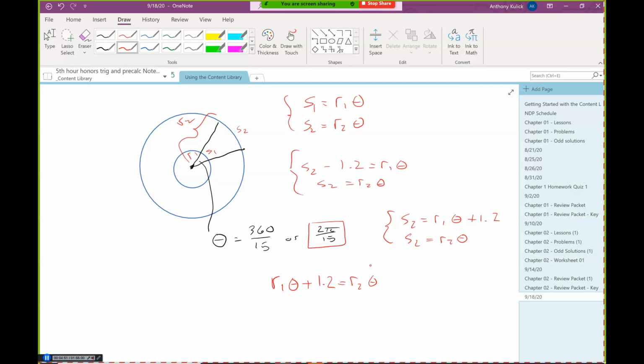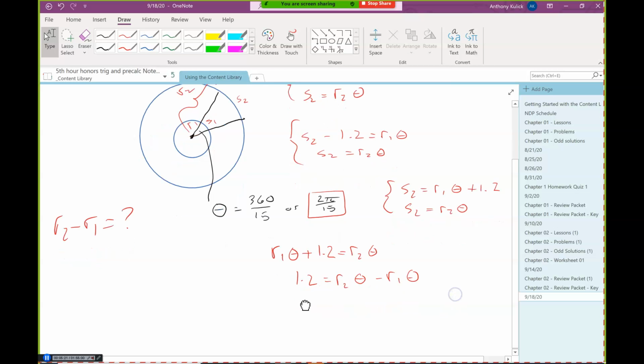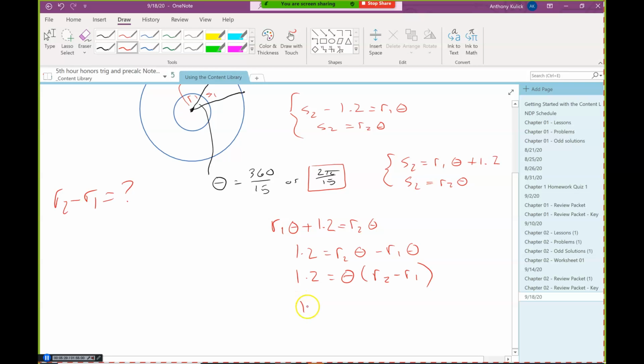So I'm looking for, in this problem, again, it's asking how much bigger is the radius of the outside track compared to the inside track. So really what I'm interested in is what is R2 minus R1, right? That's what the question is asking for. So I'm going to subtract the R1 theta to the other side. And then I'm going to factor that theta off. And then divide both sides by the theta.